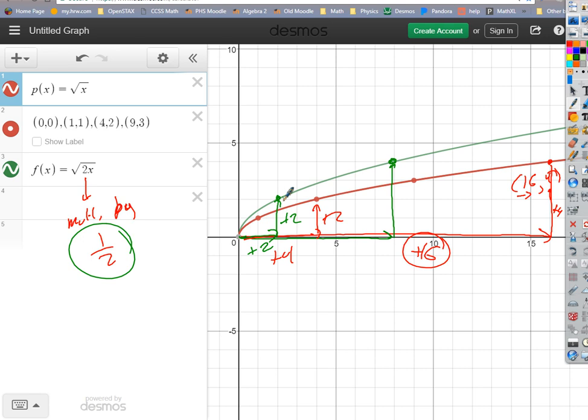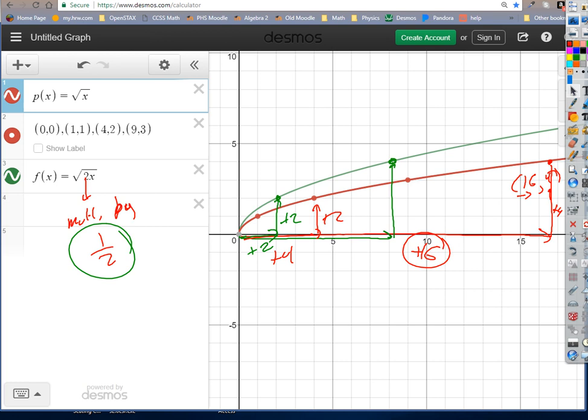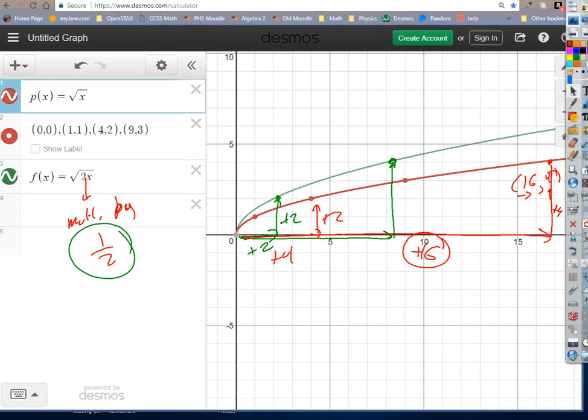So see if you can, I'm going to give you one to do. Try this. If you can do this, you got this whole chapter just completely under control.